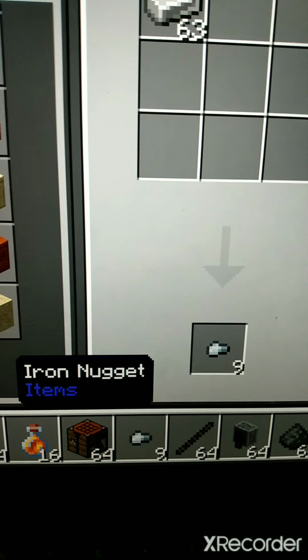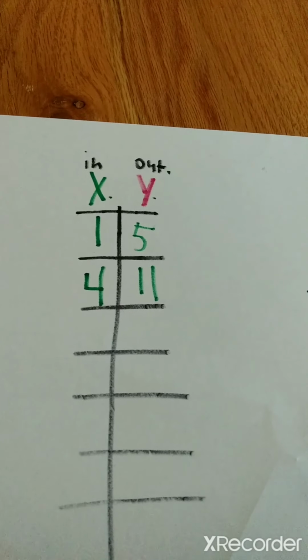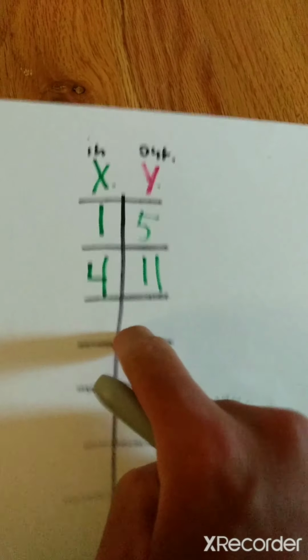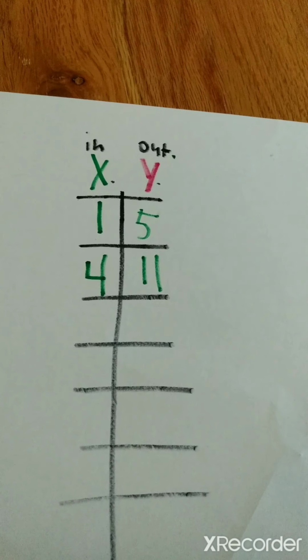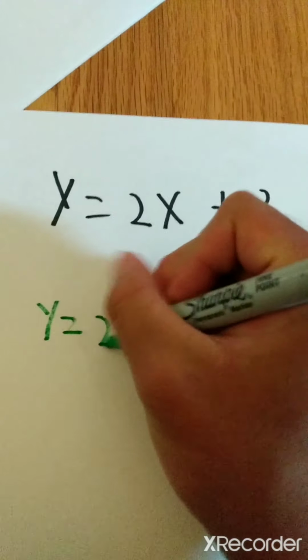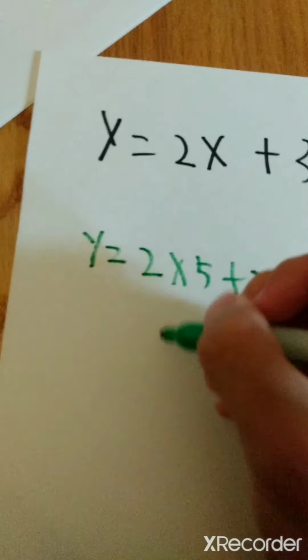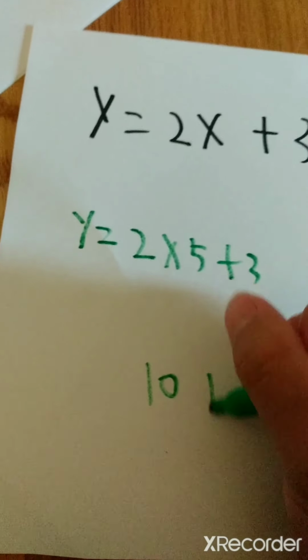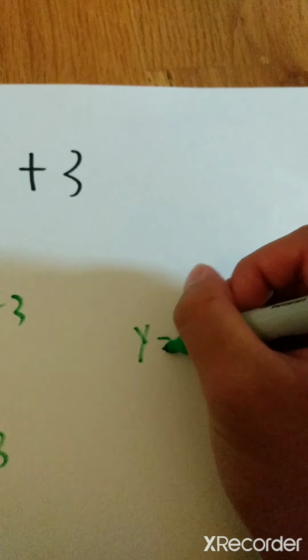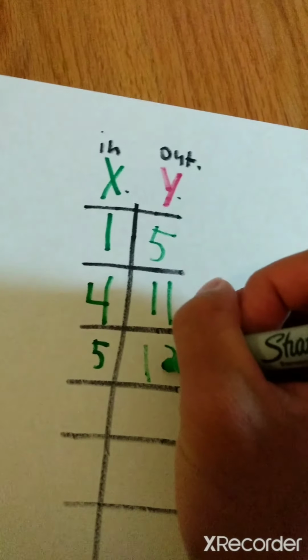Iron nuggets. To understand this is a straight slope, many math teachers might want you to have a third coordinate. So let's insert 5 in for x. That will become y equals 2 multiplied by 5, add 3. And 2 times 5 is 10, plus 3, our answer is 13. Y is 13. So the input is 5, the output is 13.